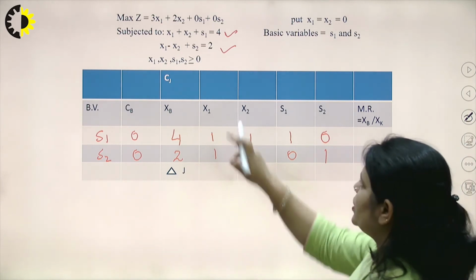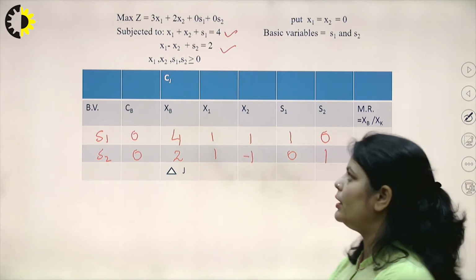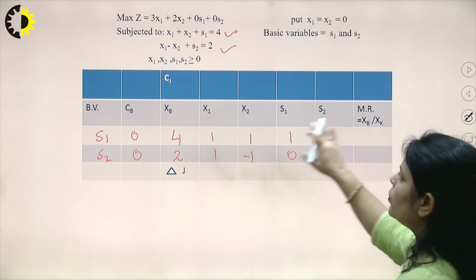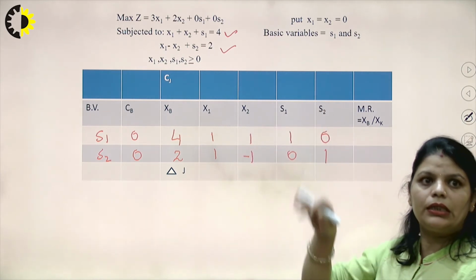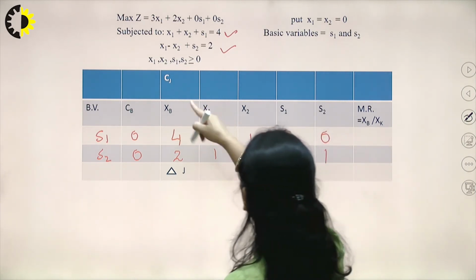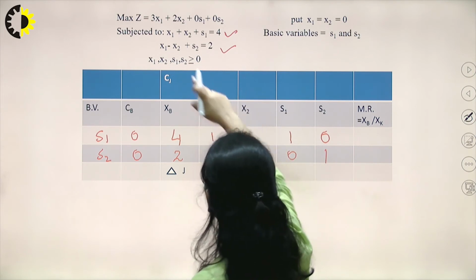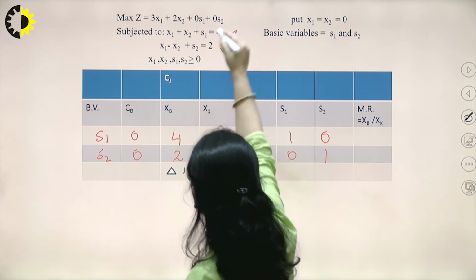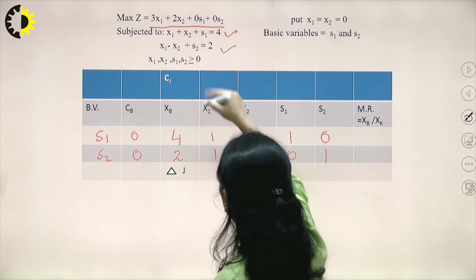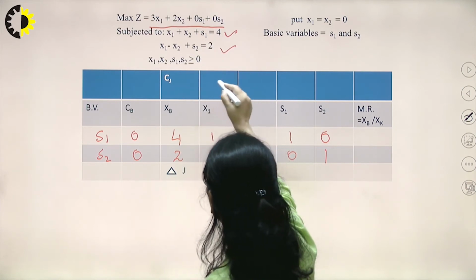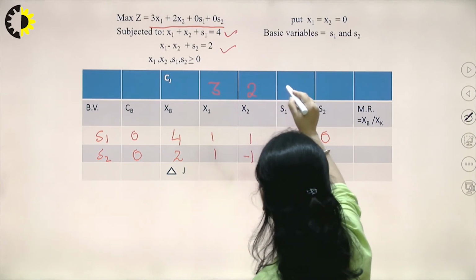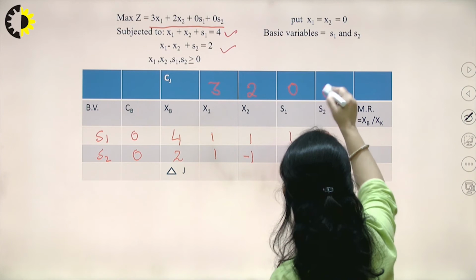Now the Cj, what is Cj indicating? Cj is basically the coefficient of these variables in the objective function. Clear? So the coefficients of these variables in the objective function, in this equation: we can see here the coefficient of x1 is 3, the coefficient of x2 is 2, s1 is 0 and s2 is also 0.